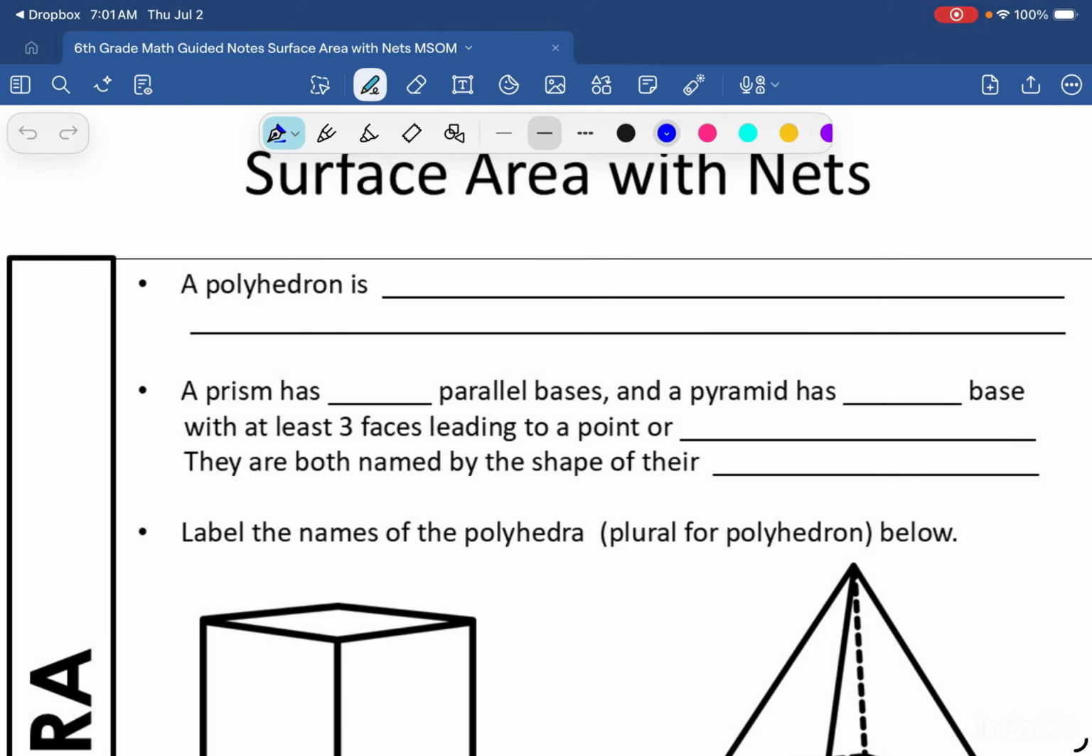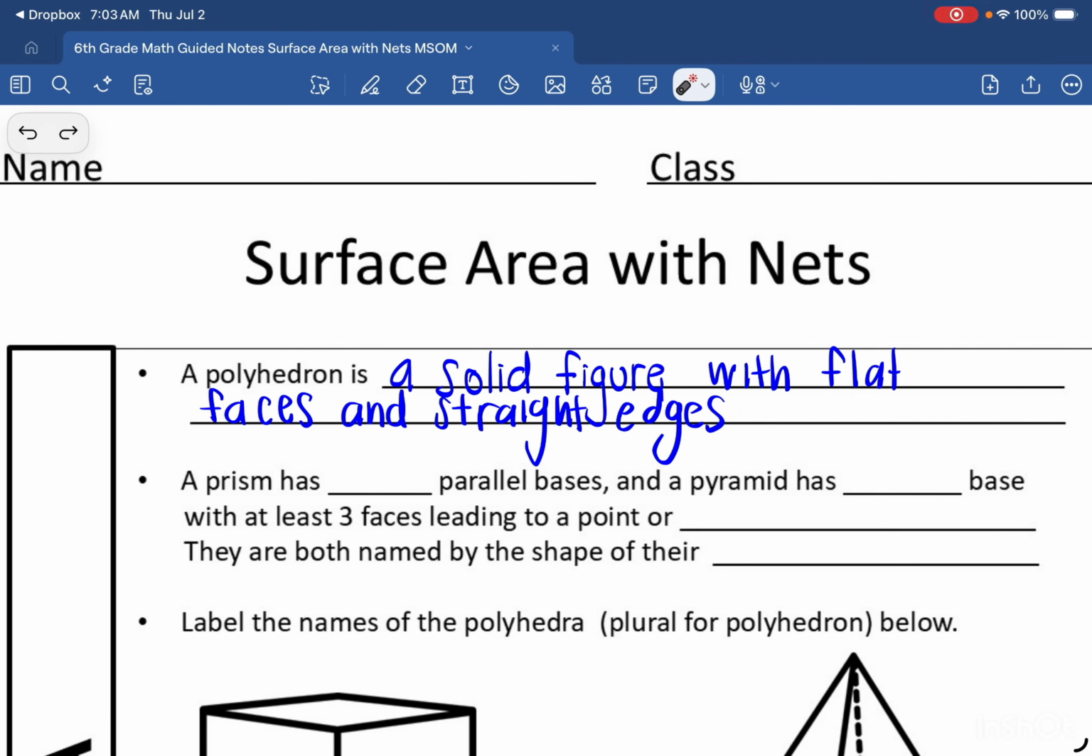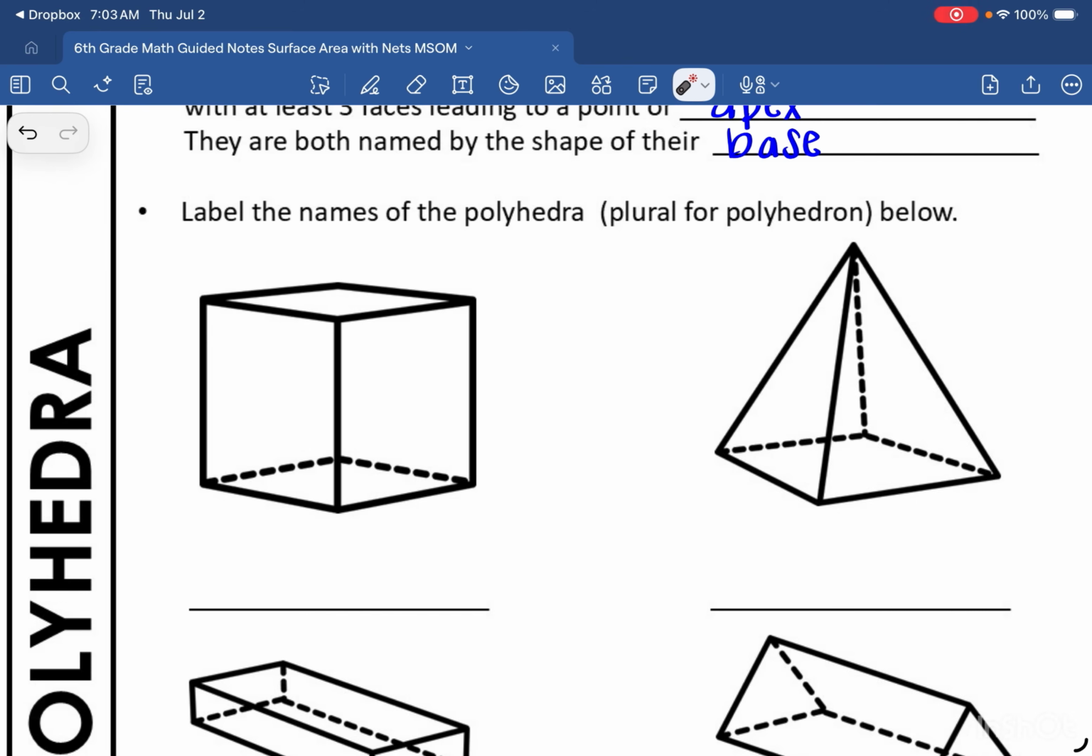Let's get started. A polyhedron is a solid figure with flat faces and straight edges. A prism has two parallel bases, and a pyramid has one base with at least three faces leading to a point, or what's called an apex. They are both named by the shape of their base. Label the names of the polyhedra, and we say polyhedra for plural.